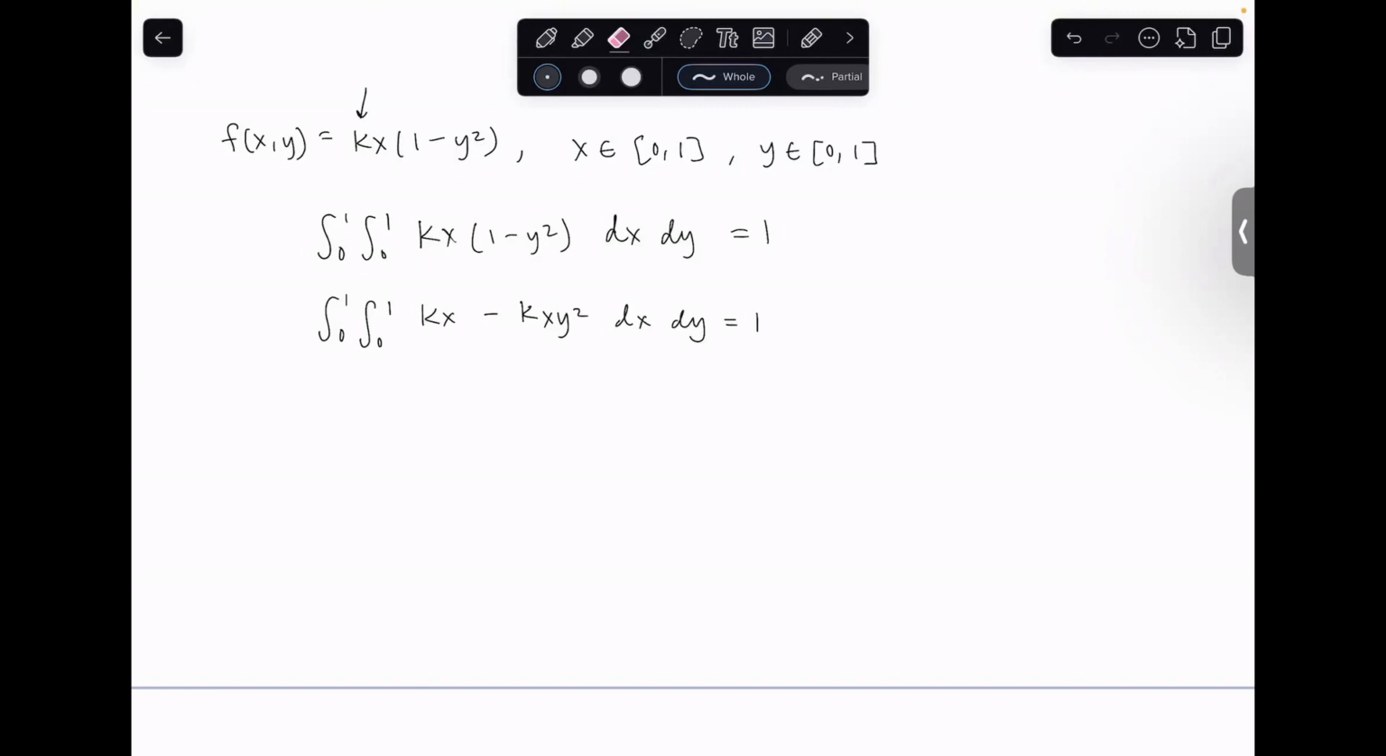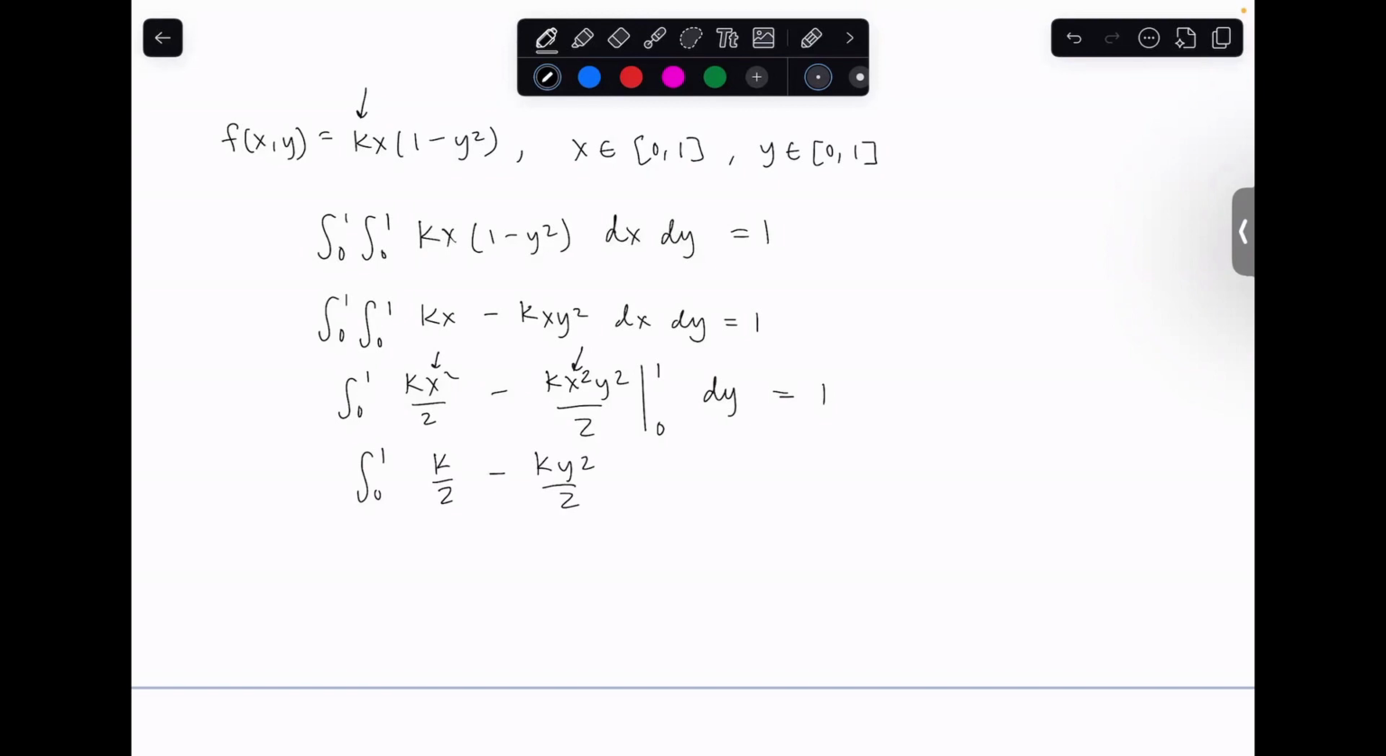So back to this. Let's integrate. We'll do X first. It doesn't matter which one you do first, just FYI. So the antiderivative of this is going to give us kx squared, minus kx squared y squared all over 2, not minus 2, sorry. We're going to evaluate that from 0 to 1. And so that gives us k over 2, because I plug in 1 here, minus plug in 1 here, just ky squared over 2 dy, and this should all still equal 1.